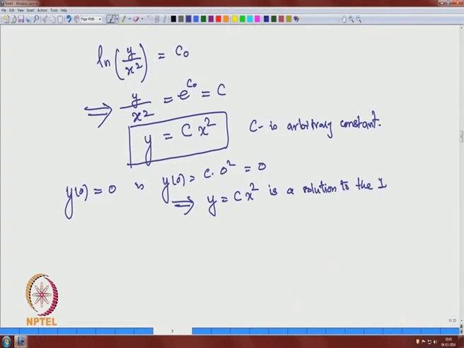So therefore, y is equal to c x square is a solution to the initial value problem. It is satisfying the differential equation, and at the same time it is also satisfying the initial condition for all values of c. So y is equal to c x square is a solution to the initial value problem for every value of c. So what does it say? It says that the initial value problem has infinitely many solutions.